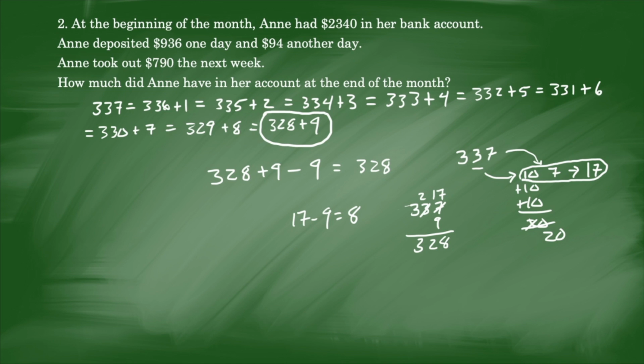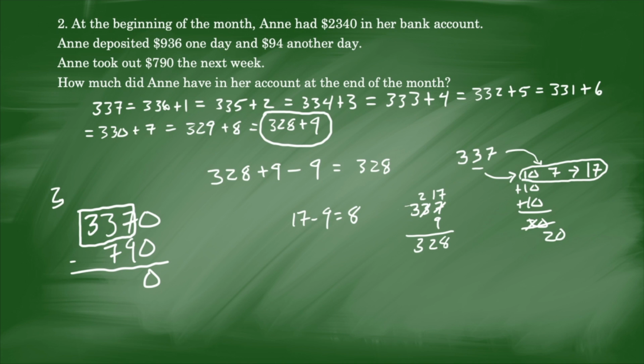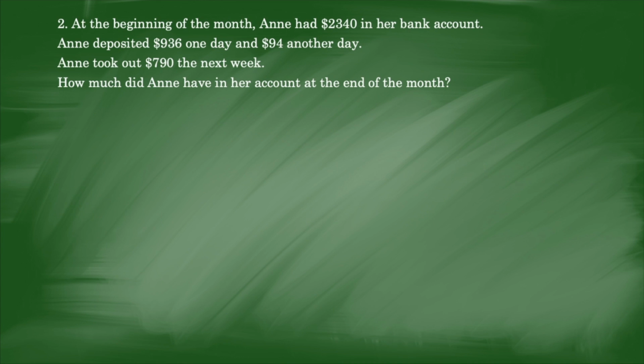So we could see if we had 3370 over 790, that's 0, but this is actually 328 plus 9 minus 79. So those 9s now cancel. However, that method is very messy. So it's a lot easier to do it like this.